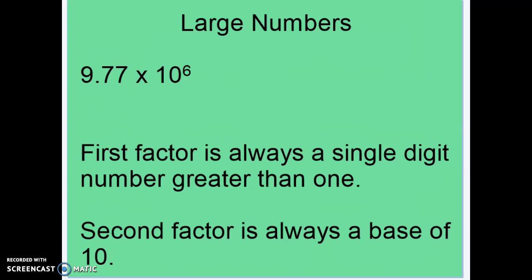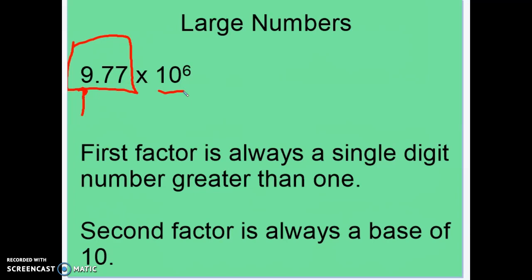What you have to know here, though, is the first number in scientific notation is only going to have one digit to the left of your decimal. All right, so this has the digit 9. The digit has to be something 1 through 9. It cannot be 0. It can be 1, 2, 3, 4, 5, 6, 7, 8, or 9. Your second factor always has a base of 10 raised to some exponent.